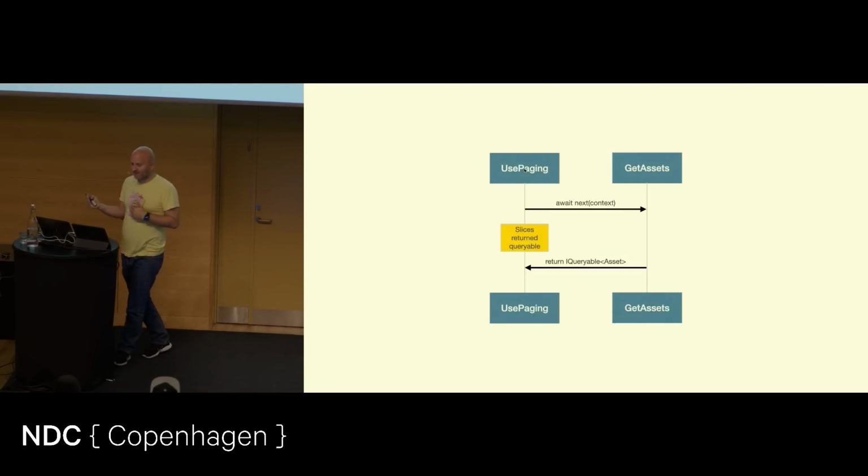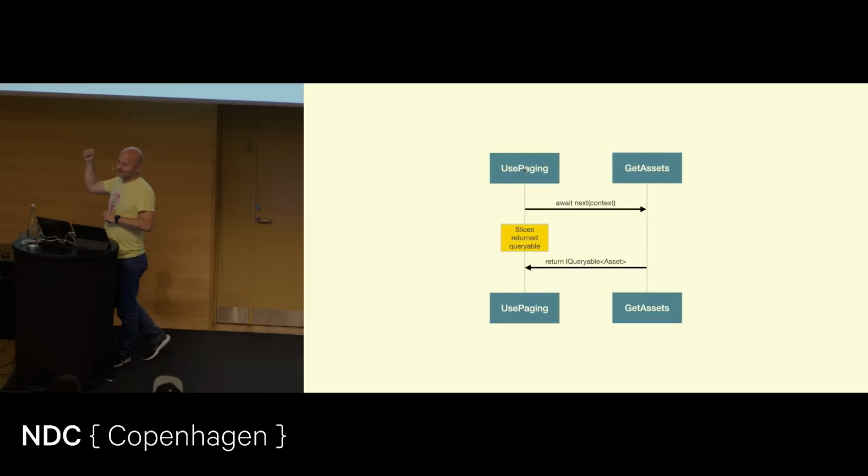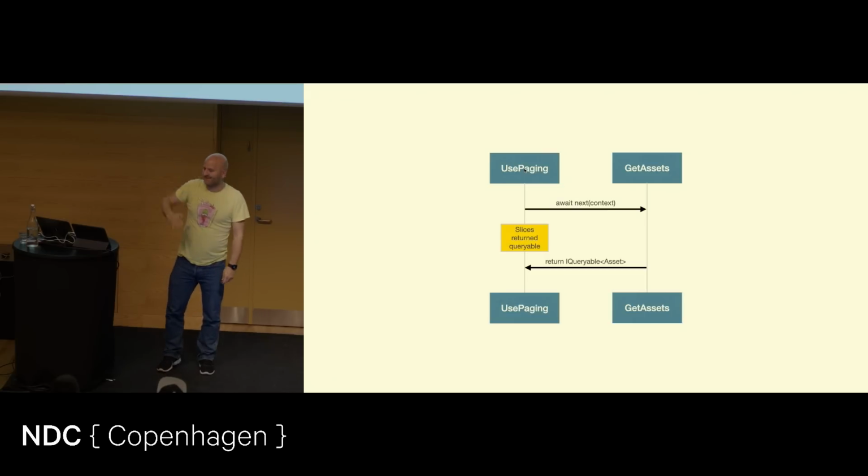So a field middleware works like this. I said it's a pipeline. The use paging middleware essentially asks for the next pipeline element in the list of the pipeline. And then get assets will be executed, which returns a queryable. And then use paging will apply on this queryable slicing.